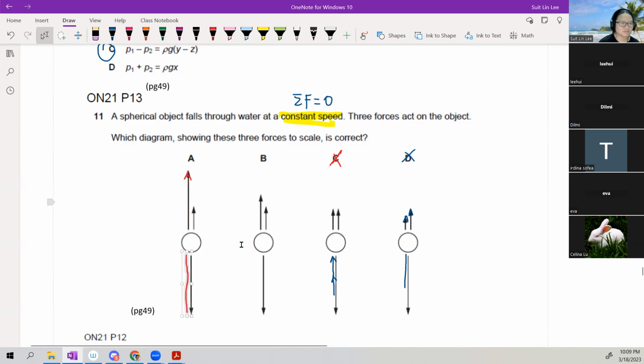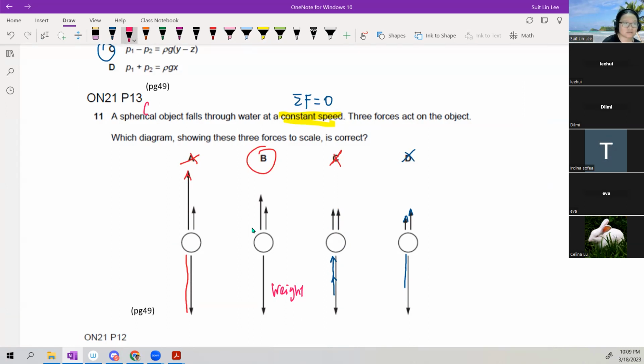See? So this is also out. So you look at this one. But if I'm going to label the forces, this will be weight. So this spherical object has weight. And then one of it is upthrust. I don't know which one is upthrust, but one of it is upthrust. One of it is drag.